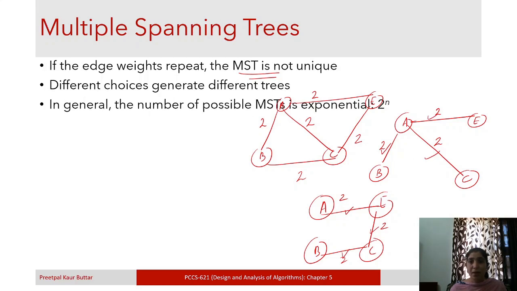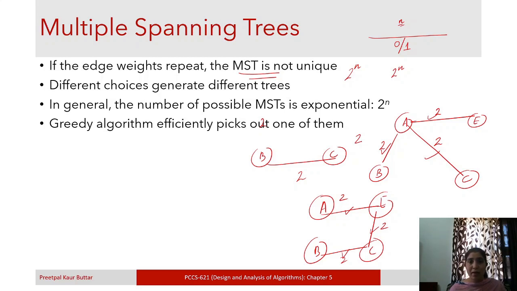In general, the number of minimum spanning trees which are possible is exponential, that is 2 raised to power n. It means for each edge we have two choices, we can take it or we can leave it, and there are n number of edges. So the choices are exponential, 2 raised to power n minimum spanning trees can be possible, and the greedy algorithm efficiently picks out one of the exponentially possible minimum spanning trees.